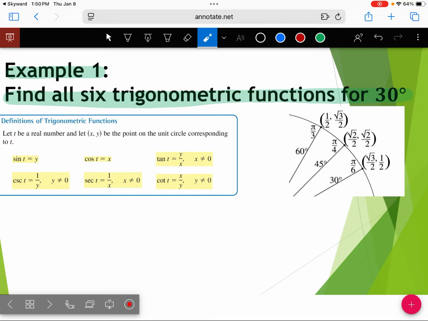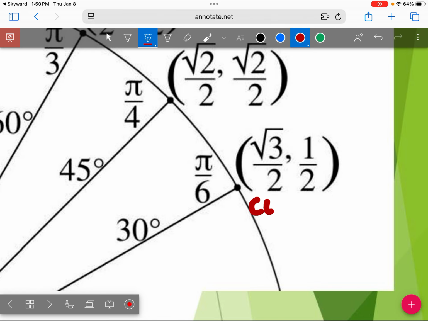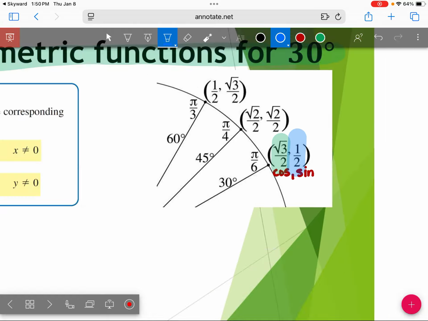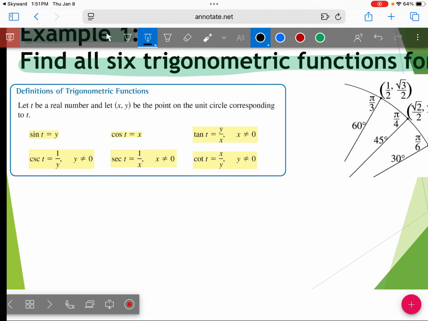Okay, so 30 degrees. First you want to find the angle 30 degrees. This is my 30 degrees, so this is what I'm working with. So again, let's zoom into this ordered pair. X is cosine, y is sine. Cosine and sine. So you should have those two automatically. So let's go ahead and fill that in. So the cosine of 30 degrees is positive root 3 over 2. And the sine of 30 degrees is 1/2.